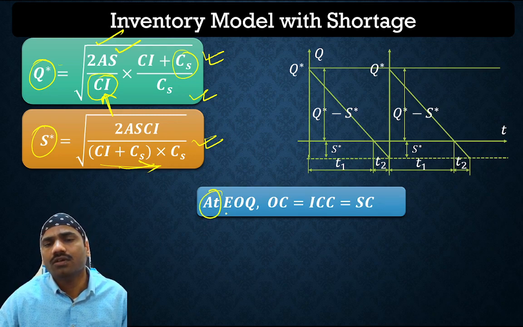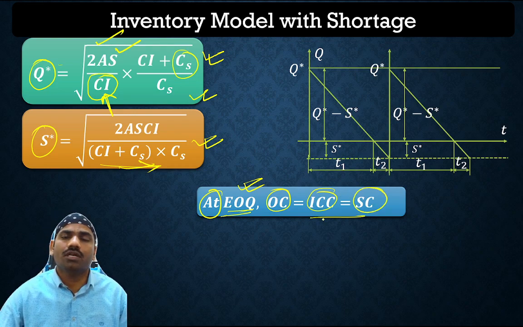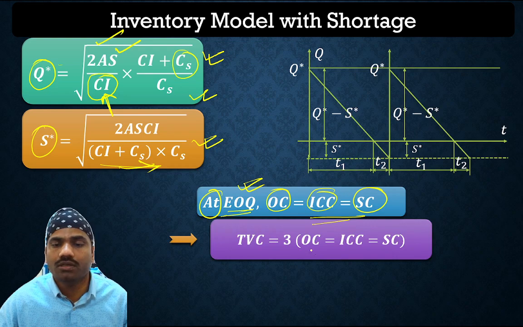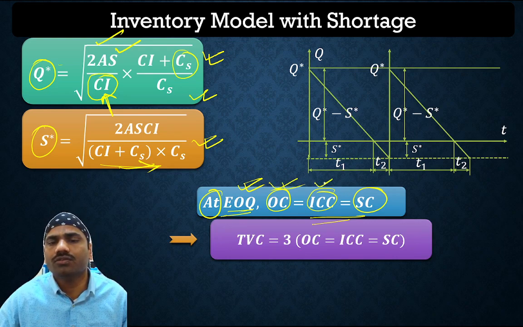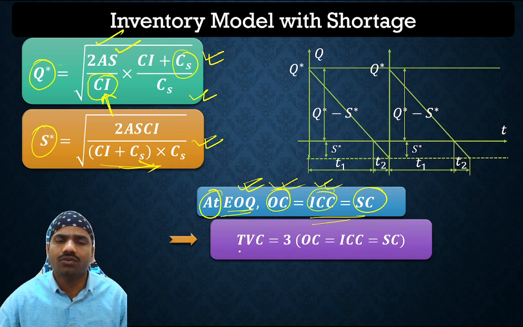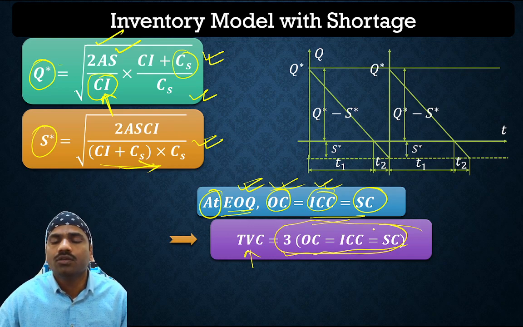At EOQ, what will happen if the ordering cost, inventory carrying cost, and shortage cost are equal? Then the total variable cost will be 3 times any one of them, because all three are equal. So at economic order quantity, if ordering cost, inventory carrying cost, and shortage cost are equal, then the total variable cost will be 3 times any one of them. If you multiply any one by 3, this will give you the total variable cost.